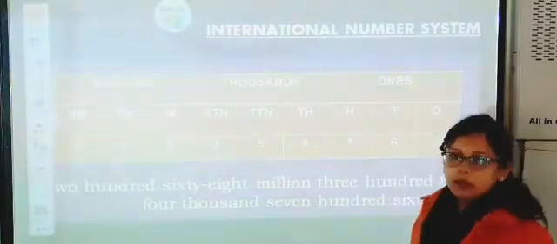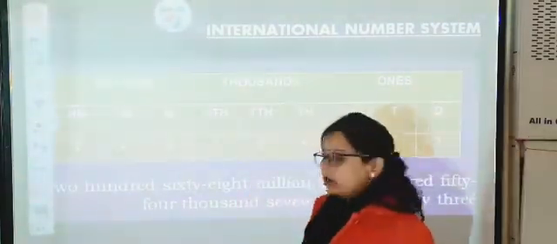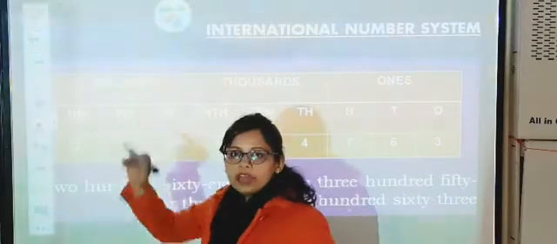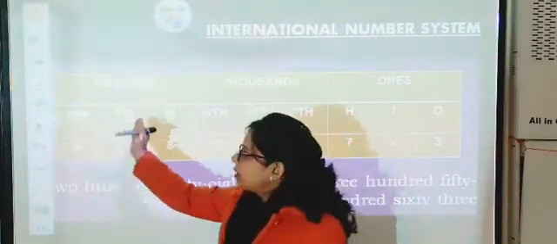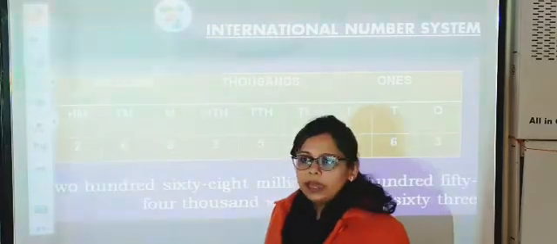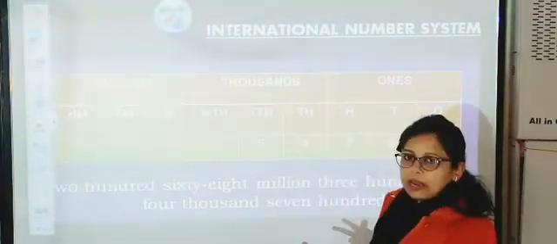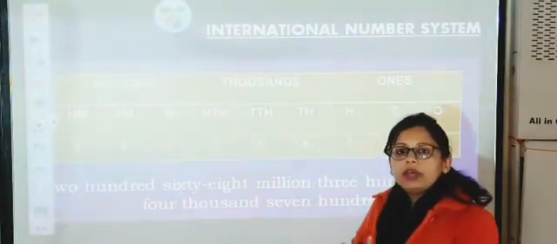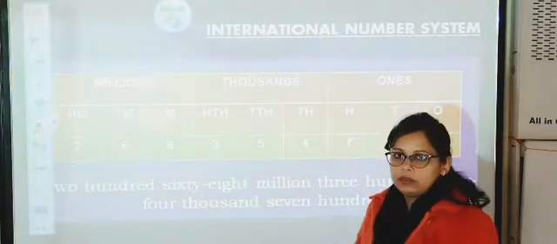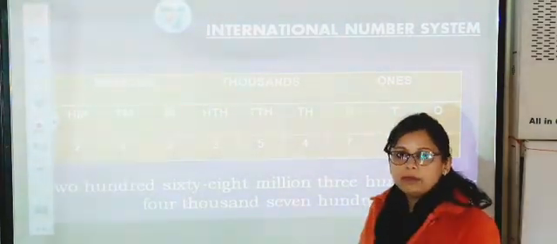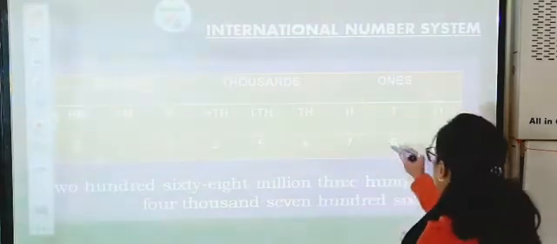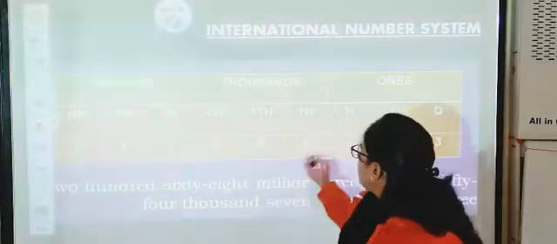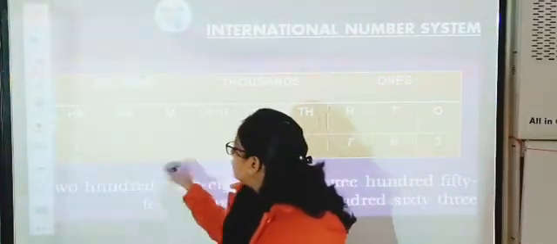Now these groups are further divided into places. In the ones group we have 3 places, that is ones, tens, hundreds. In the thousand group again we have 3 places, that is 1000, 10,000, 100,000. And in the millions group again we have 3 places, that is million, 10 million, 100 million. So these 3 groups consist of 9 places.